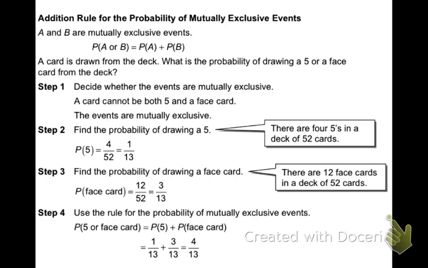Addition rule for the probability of mutually exclusive events. A and B are mutually exclusive events. So if you want to find the probability of this or that happening, what this is showing is you need to add your probabilities. For example, a card is drawn from the deck. What's the probability of drawing a 5 or a face card from the deck?